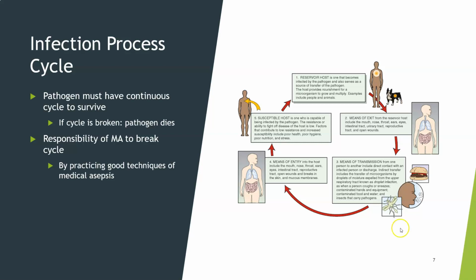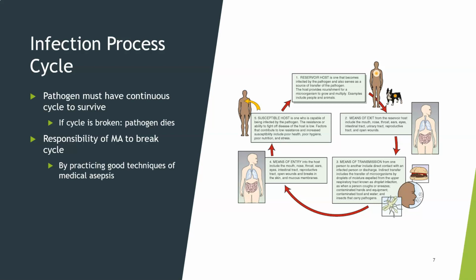The first area here is there has to be a reservoir host. Somebody has to be infected by the pathogen and serves as the source of transmission. The host is going to provide the nourishment for the microorganism to grow and survive, and these can be animals or humans.